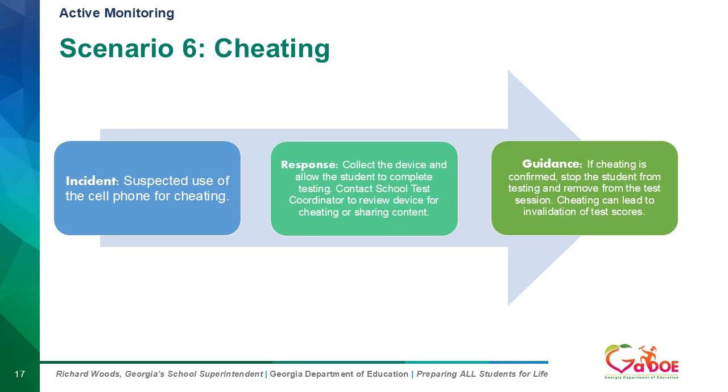If the examiner finds a student who snuck a cell phone into the test room and suspects it was being used to get answers on the test, they should collect the device and allow the student to continue testing. Contact the school test coordinator so they can check the device for test content. If cheating is confirmed, stop the student from testing and remove them from the test session. Cheating can lead to the invalidation of test scores.